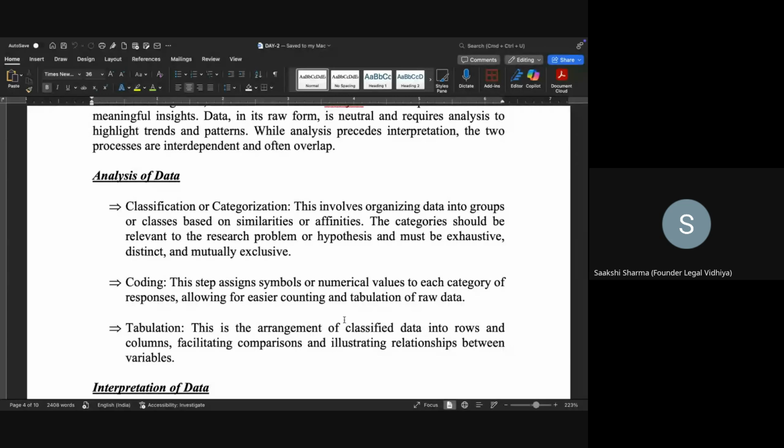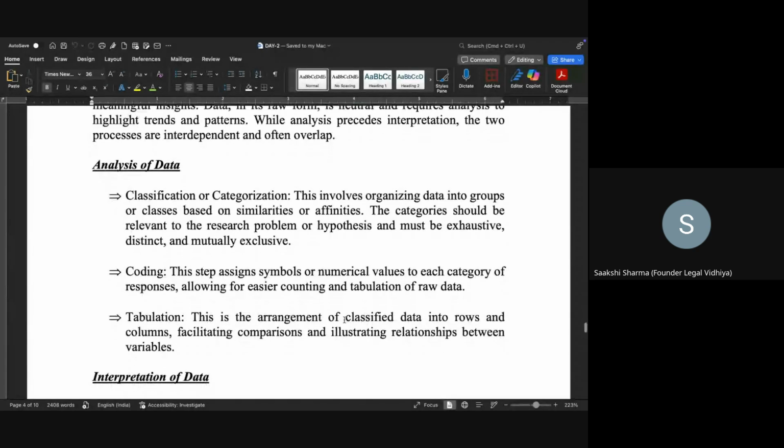That is, this is not something very vague category कि हाँ मेरे पास मान लो एक data है. Data is already very raw, it is neutral, and अगर आप उसे vaguely classify करोगे, it will not serve the purpose of doing research. So अगर आप classify कर रहे हो, categorize कर रहे हो, so it must be mutually exclusive and very distinct, it cannot be vague. Then comes coding. This step assigns symbols or numerical values to each category that you have made, or each class that you have classified. Why we do coding? Because it is easier to count and tabulate the raw data once we code it.